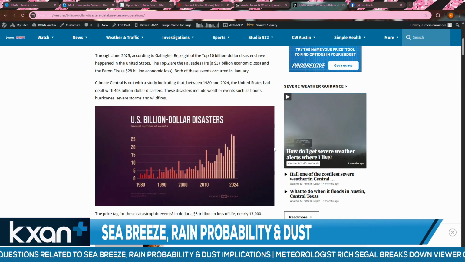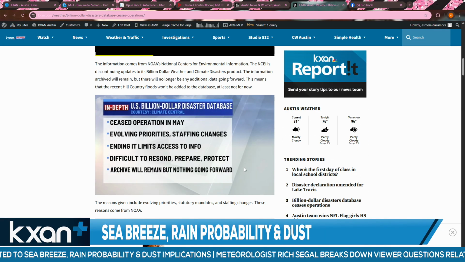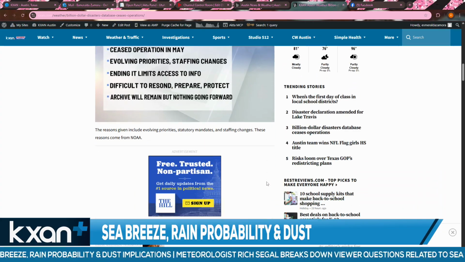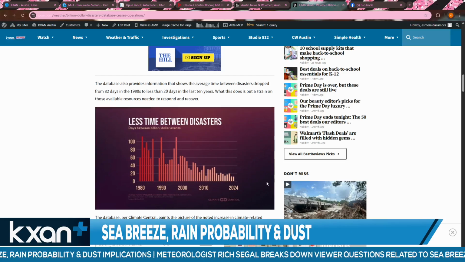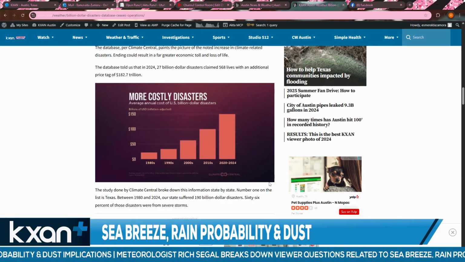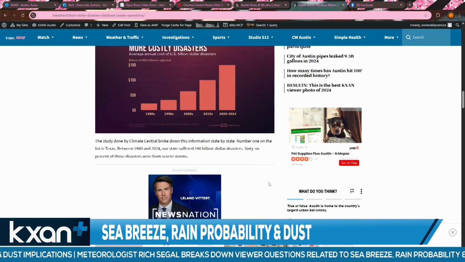Texas led the country with 190 of those 403. Now, they didn't break it down into cities. It just broke it down into states, and Texas was number one. Most of them were from severe storms, severe thunderstorms, some from the drought, some from tropical cyclones, and usually most of the tropical cyclones would be along the coast.